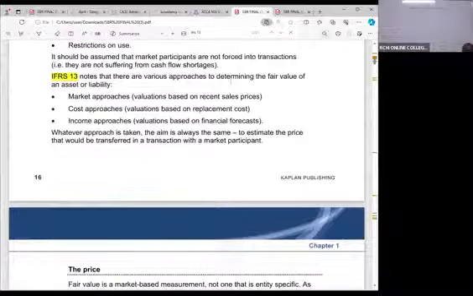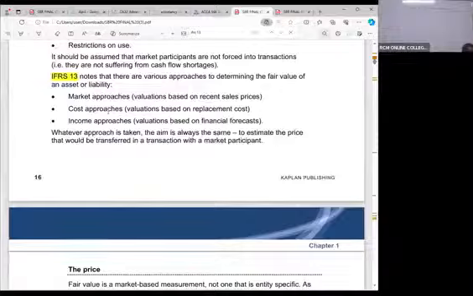IFRS 13 notes that there are various approaches to determining the fair value of an asset or liability. So we have the market approaches: valuations based on recent sales prices. All right. So I want to sell, in this case, my Toyota Fielder. I'll ask myself, is there any Fielder that has been sold? If I go to the market, I'll be able to know how much Fielders that were sold last week were fetching. If they're fetching $1 million, then I'm sure I'll be able to sell my Fielder at that amount. So in the books of the business, I should be able to maintain that Fielder at this particular market value.